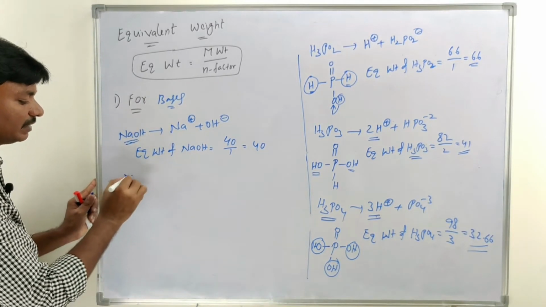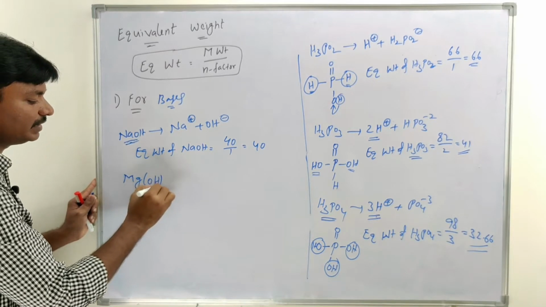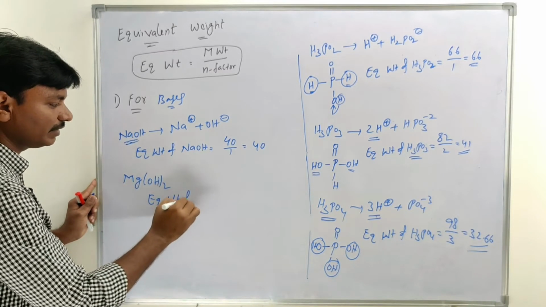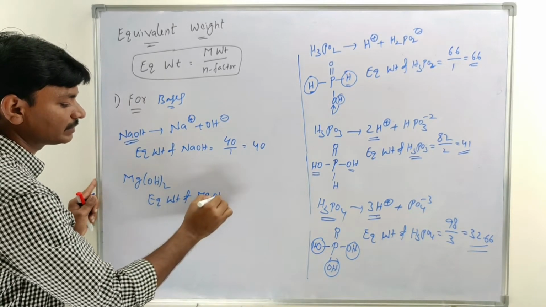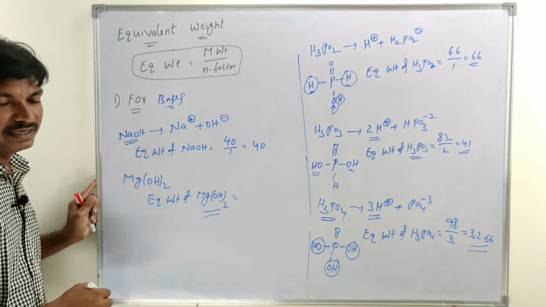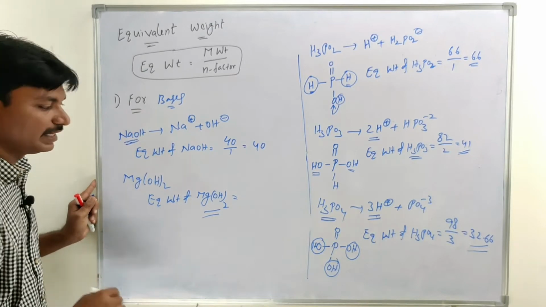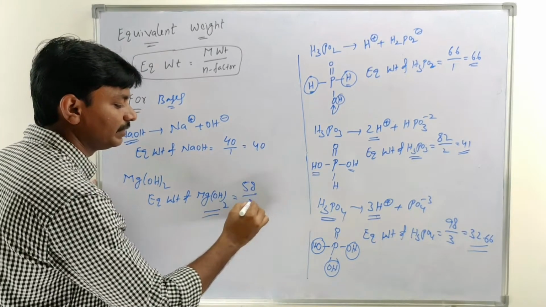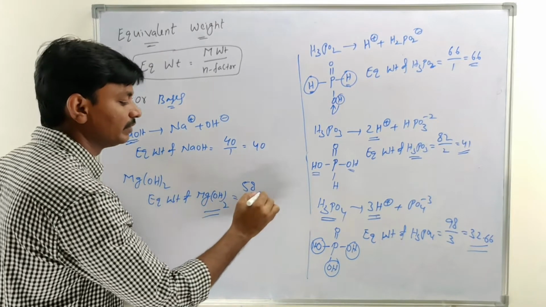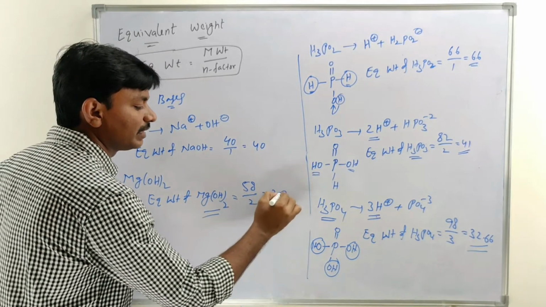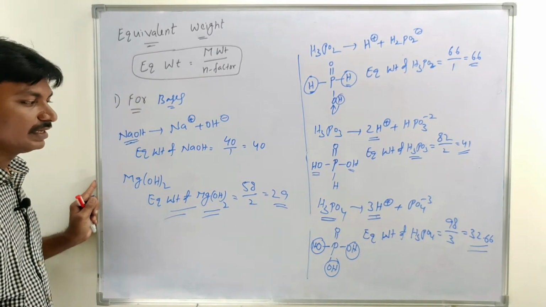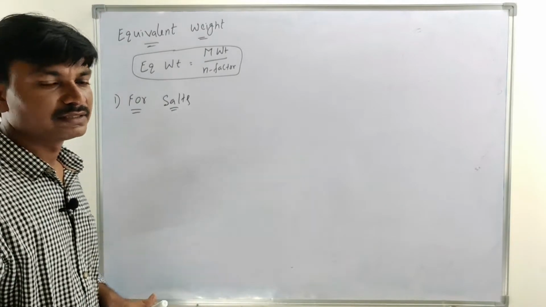And the next example is magnesium hydroxide, Mg(OH)2. The equivalent weight of magnesium hydroxide equals the molecular weight of magnesium hydroxide divided by acidity. That is 58 divided by 2, where 58 is the molecular weight of magnesium hydroxide. That is, 29 is the equivalent weight of magnesium hydroxide. Okay, clear? Next, equivalent weights for salts.